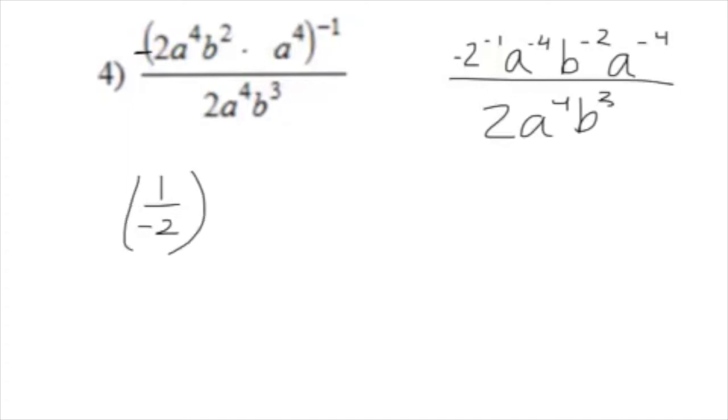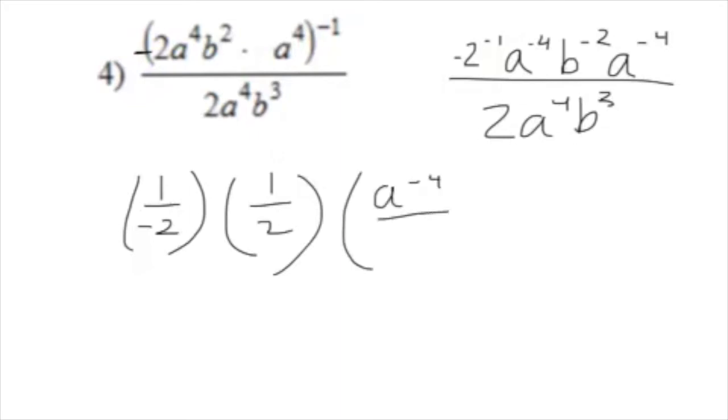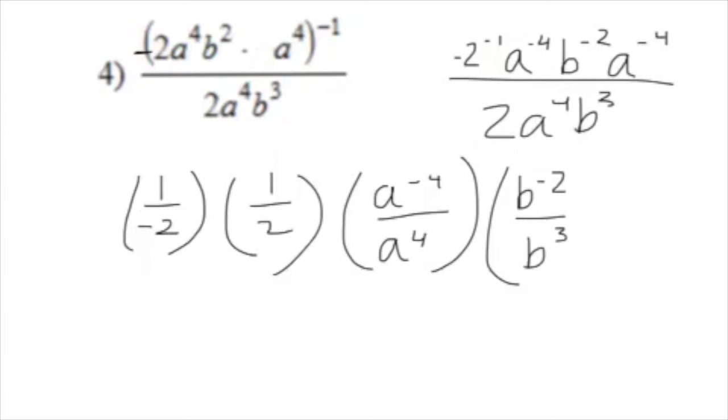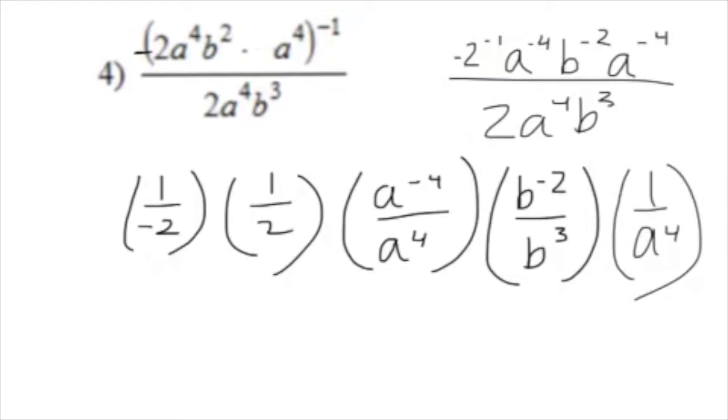Next, 1 over 2. Next, a to the negative fourth over a to the fourth, b to the negative second over b to the third, and you have that left over a to the negative fourth, which you can write as 1 over a to the fourth. Now we simplify. That makes 1 to the negative fourth.